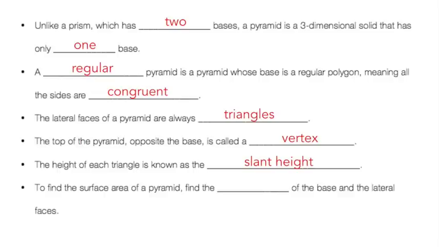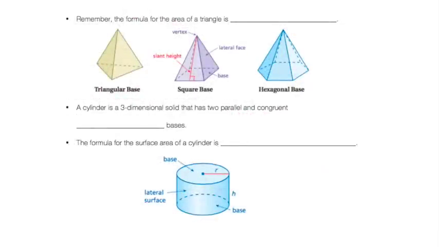To find the surface area of a pyramid, we're just going to find the sum of the single base and all the lateral faces, just like any surface area. We're going to add them all together. So remember, the formula for the area of a triangle is 1/2 base times the height. As you can see in the middle square base drawing, the slant height is just the height of the lateral face, and it's kind of slanted, that's where it gets its name from.